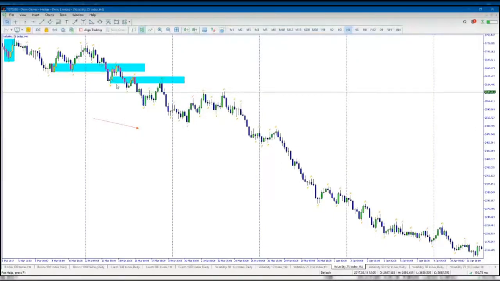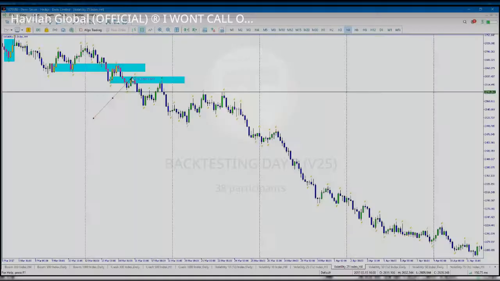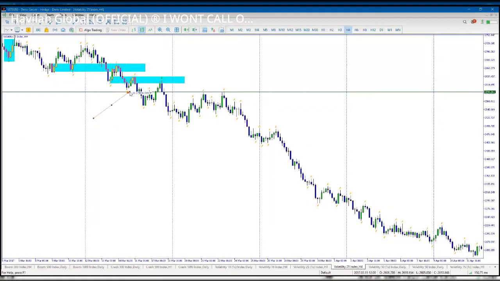Another breaker block was respected. So when price came down here, expecting price to move down to this place, if I scale down to a lower time frame, I will see liquidity sweep here. Because of these two candles and this push up, I'm going to see liquidity sweep here. But then price didn't even go there, and then price just respected the breaker block and then came down.